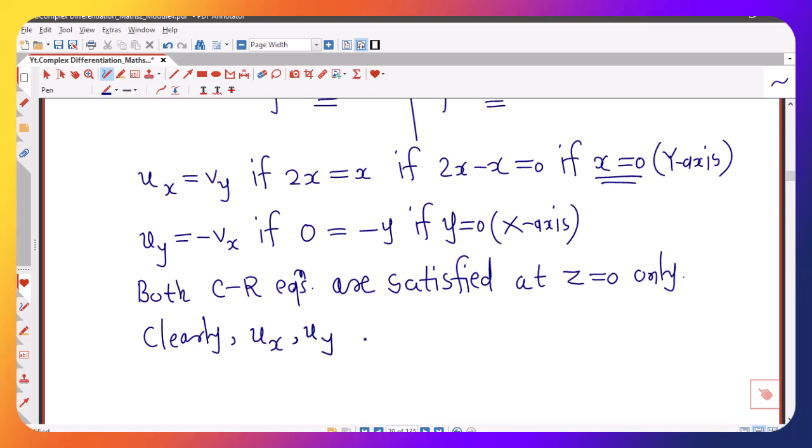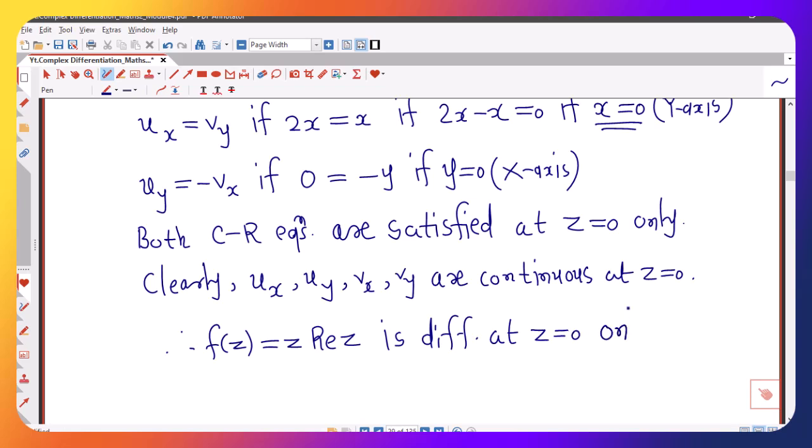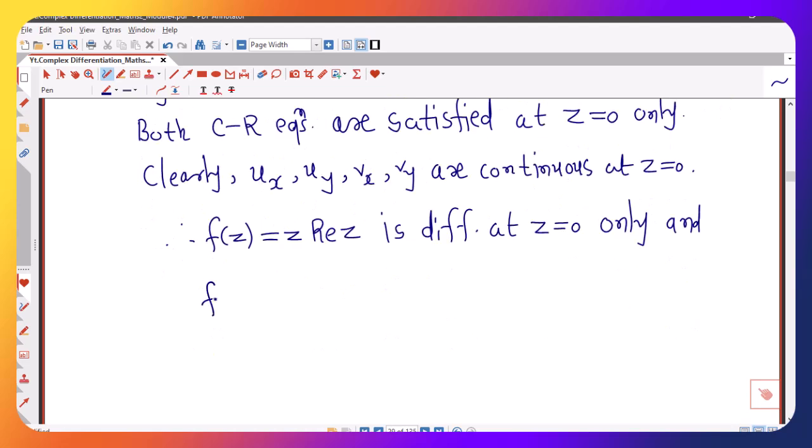And here at z equal to 0 we have to write down the continuity condition. ux, uy, vx, vy are continuous at z equal to 0. Therefore this function is also differentiable at only one point. f of z equal to z into real part of z is differentiable at z equal to 0 only, and we can write its derivative at z equal to 0.